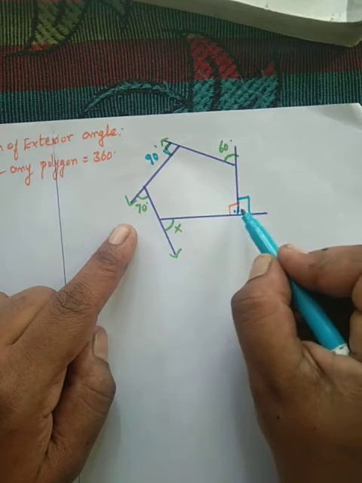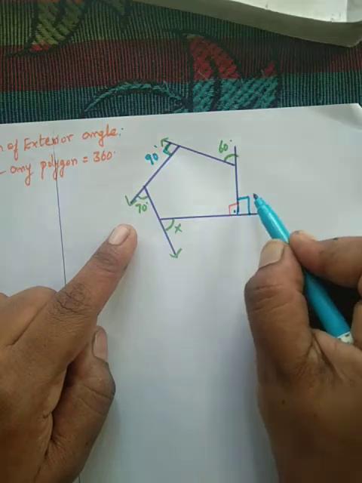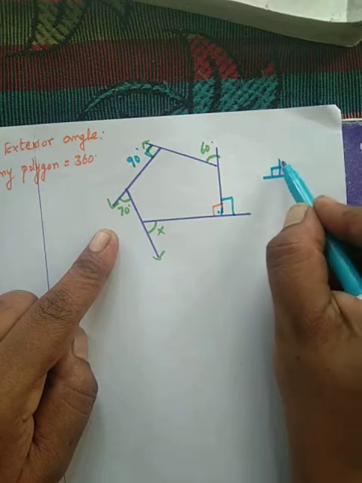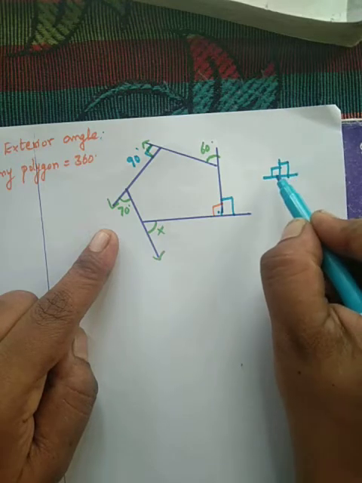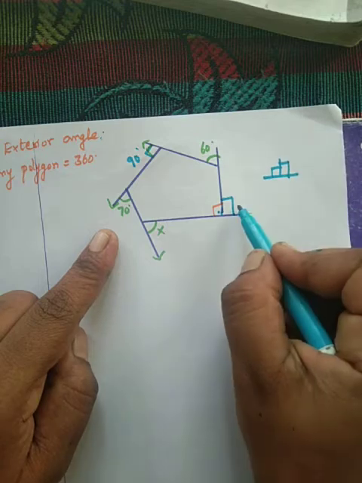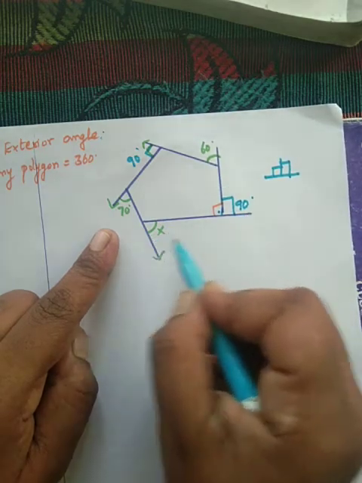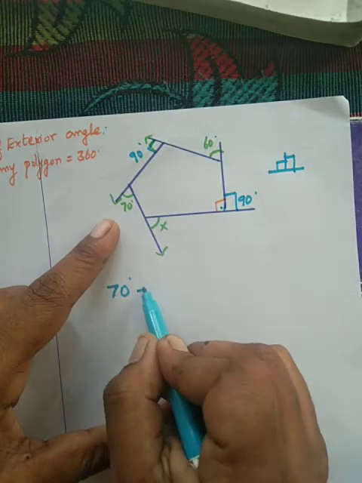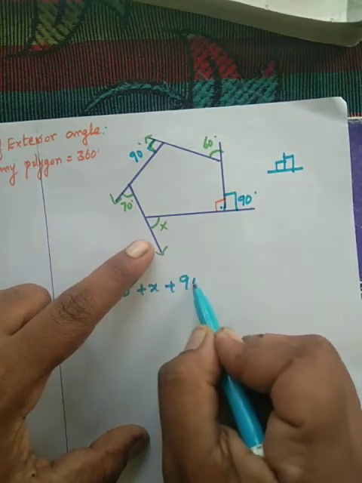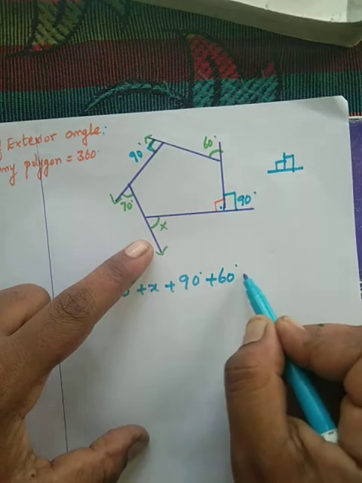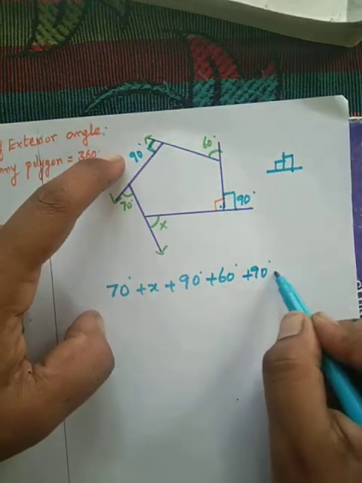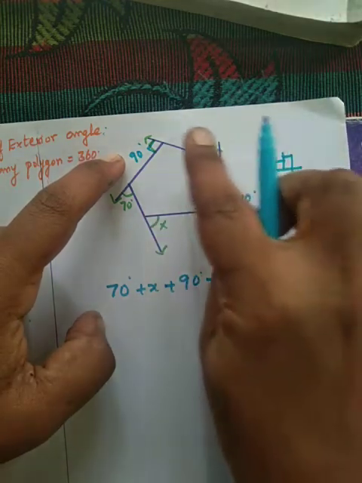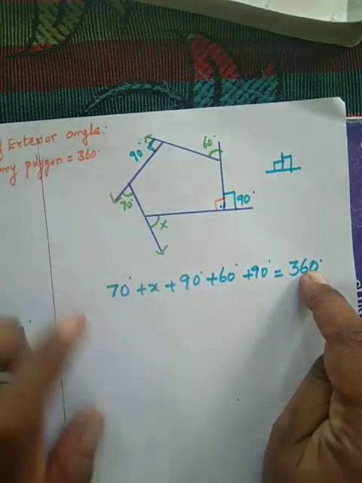This is called a linear pair angle. If one is 90 degrees, then this is also 90 degrees. If you add these two, if the ray is like this, and this is 90 degrees, automatically this also should be 90 degrees, then only the addition will be 180. So here also 90 degrees. If I add all the external angles, starting from here, 70 degrees plus x plus 90 degrees plus 60 degrees plus again this 90 degrees will be equal to the sum, how much? 360 degrees. For any polygon, the sum of external angles will be 360 degrees.